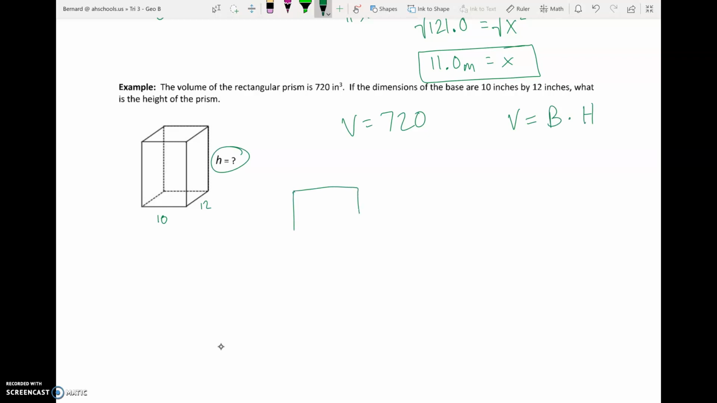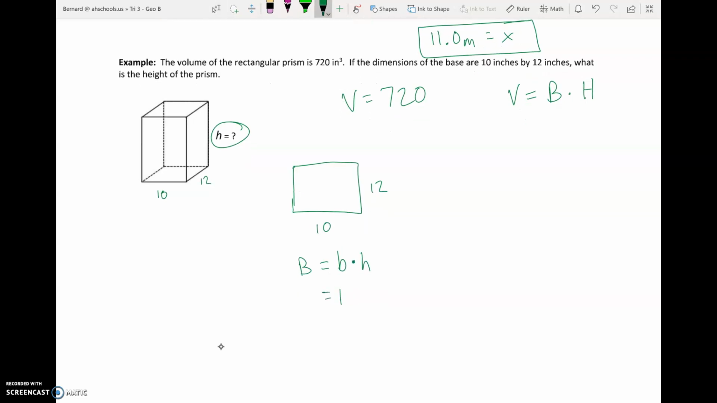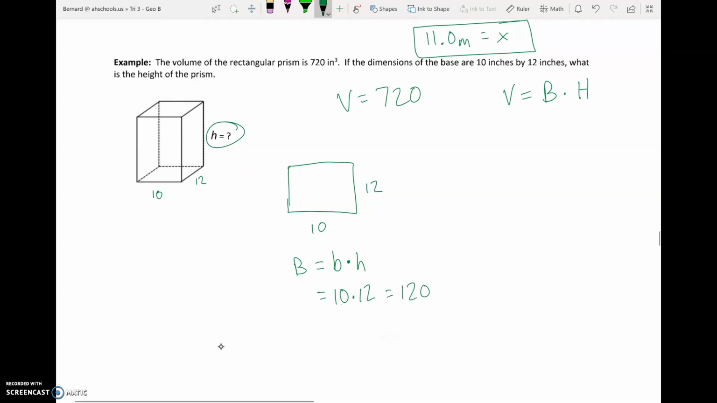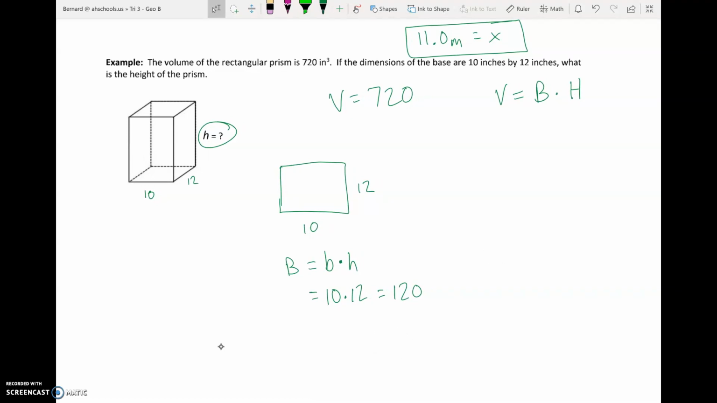So if I draw my base, part of it's 10, part of it's 12, and that's a rectangle. So remember, big B for a rectangle is just base times height. So that would be 10 times 12 in this example, which is 120. So I know big B. And so remember, if volume is big B times H, I can plug in big B. And I also know the volume that was given to me, so I can plug that in. And I just solve for H. So I get 720 equals, and again, big B is 120, so 120 times H.